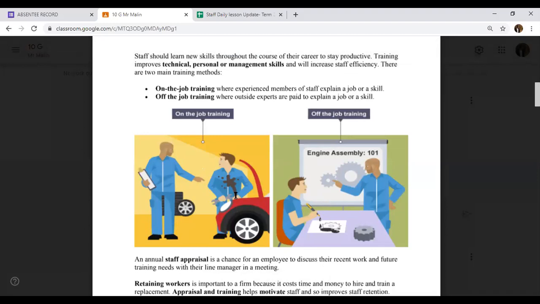But here, what happened? He's doing it on the job. He is actually working on a real vehicle, a real car. But here it's not a real car; it's an artificial environment, like a tech school. They have given those equipment to assemble, and they are assembling those things. So that's the difference between on the job and off the job.